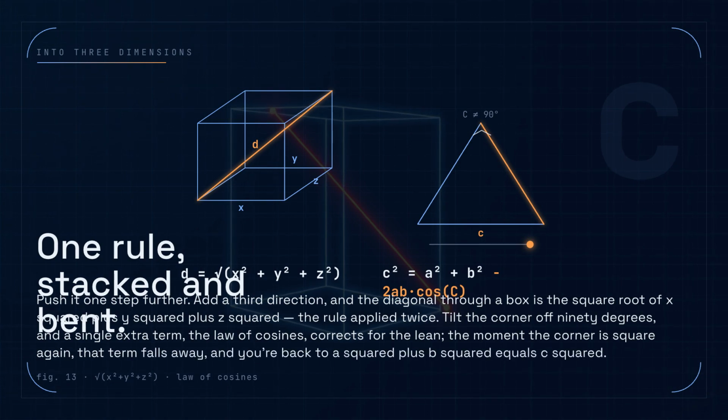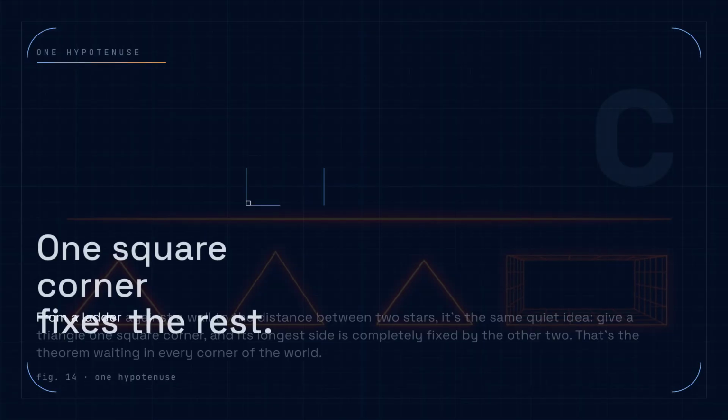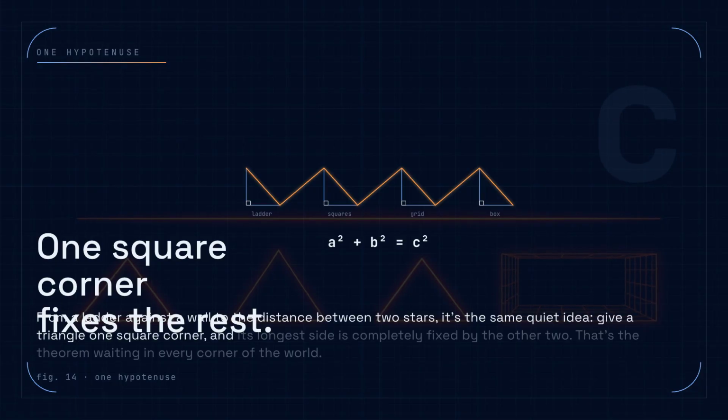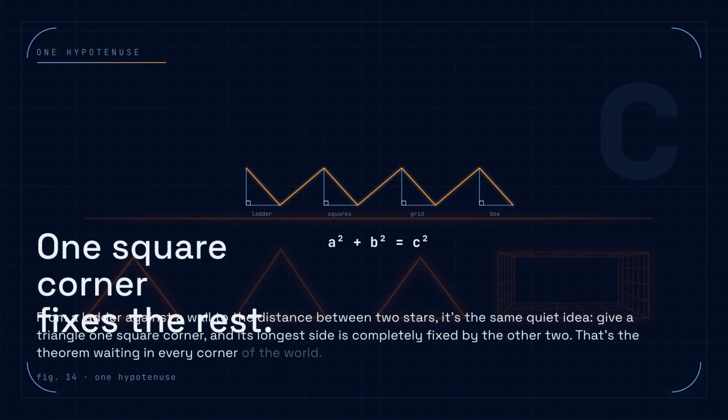equals c squared. From a ladder against a wall to the distance between 2 stars, it's the same quiet idea. Give a triangle 1 square corner, and its longest side is completely fixed by the other 2. That's the theorem waiting in every corner of the world.